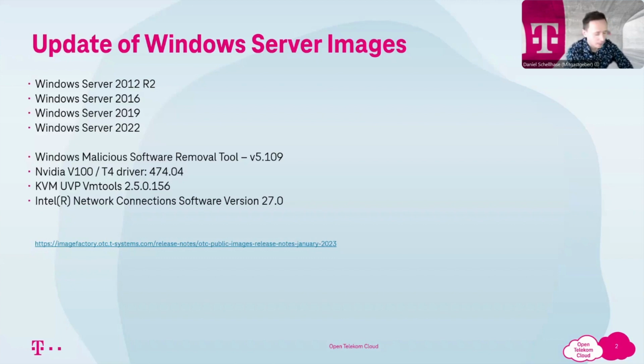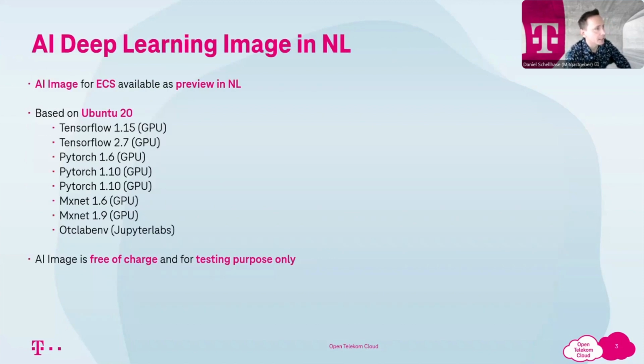In addition, we have provided the AI deep learning image in our NL region, which is an artificial intelligence image for ECS, which is available as a preview. This preview means it is for testing purposes only. And of course, the image is completely free of charge. This is based on Ubuntu 20. And we have TensorFlow, PyTorch, MXNet, and Jupyter Labs available and included in this image, which we have released here in the NL region for those of you who might use the NL region or maybe consider this. So you can now use this image in our NL region.